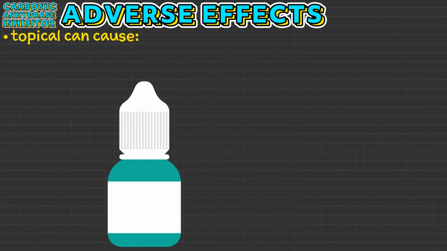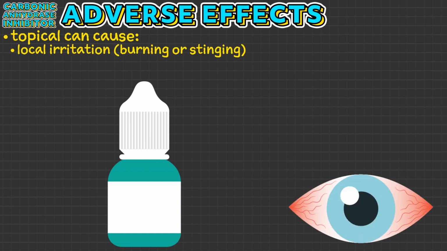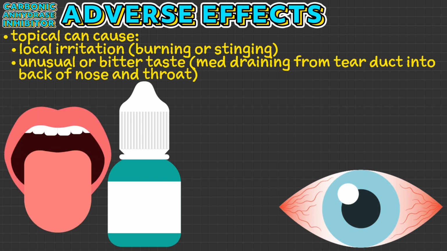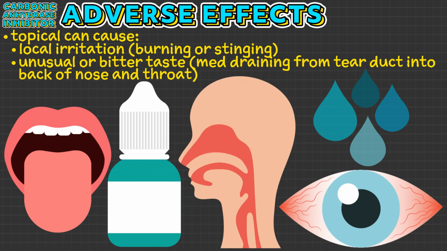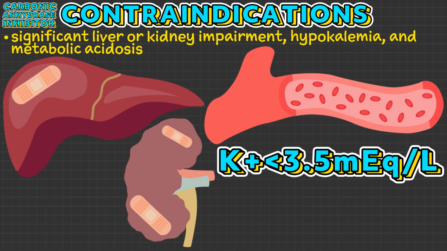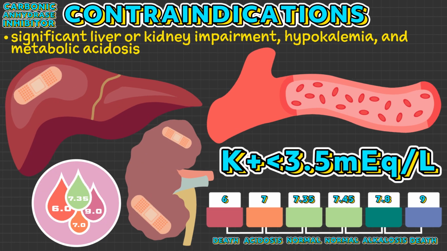Topical carbonic anhydrase inhibitors can also cause additional adverse effects, including local irritation, such as burning or stinging, and an unusual or bitter taste, as the medication can drain from the tear duct into the back of the nose and throat. Carbonic anhydrase inhibitors are contraindicated with significant liver or kidney impairment, hypokalemia, and metabolic acidosis.